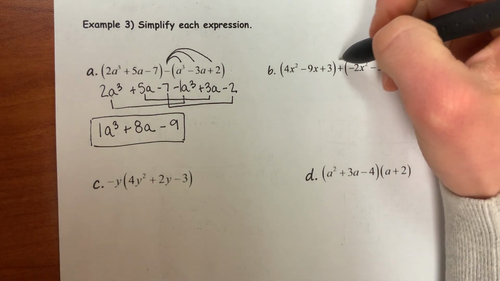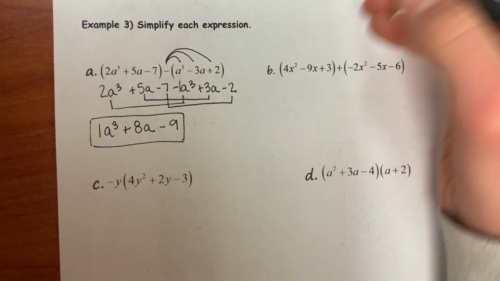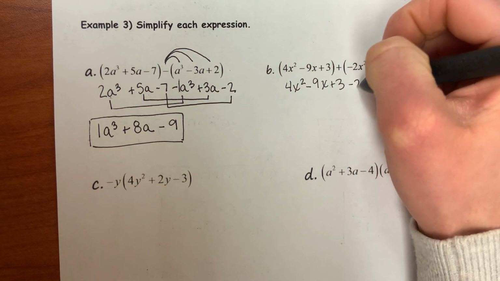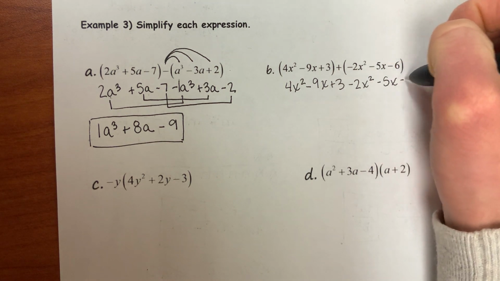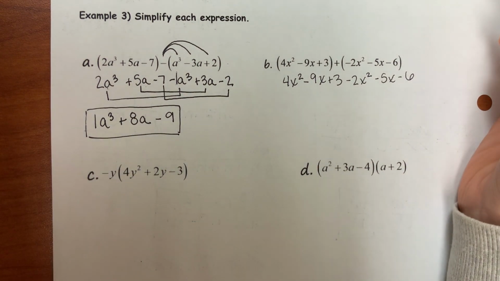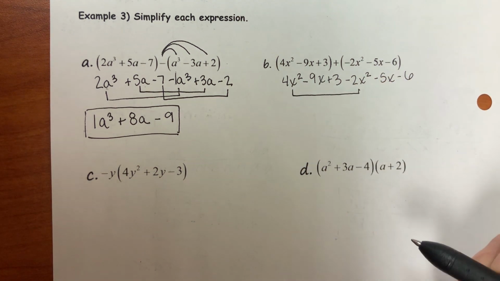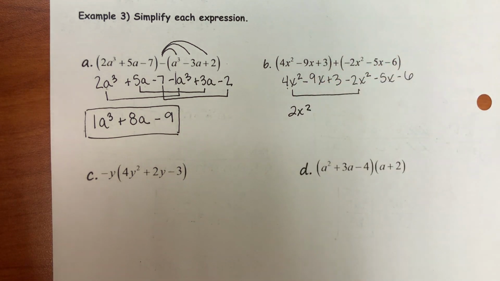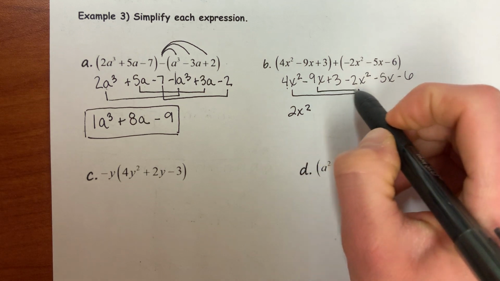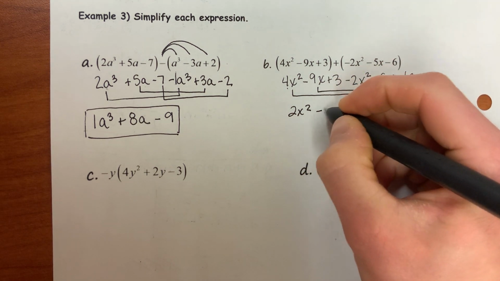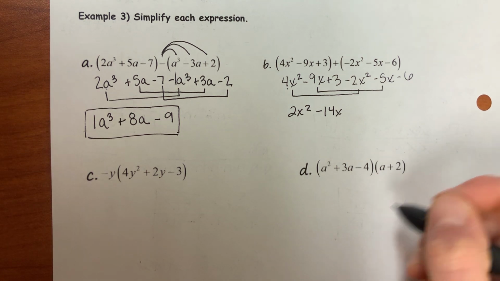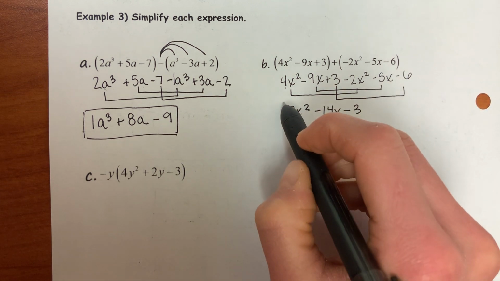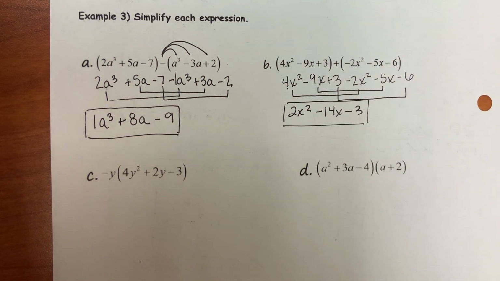Same thing for B, except now I don't have to distribute anything because I'm adding here. Okay, so let's just write it out as one big long sentence. Minus 2x squared minus 5x minus 6. Now let's combine like terms. So I have a 4x squared and a negative 2x squared. So 4x squared minus 2x squared just leaves you with 2x squared. Then I have negative 9x and negative 5x, which leaves you with negative 14x. And then I have a 3 and a negative 6. That leaves me with negative 3. And here's my simplified version.